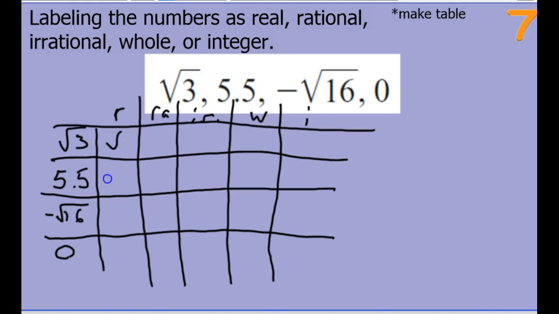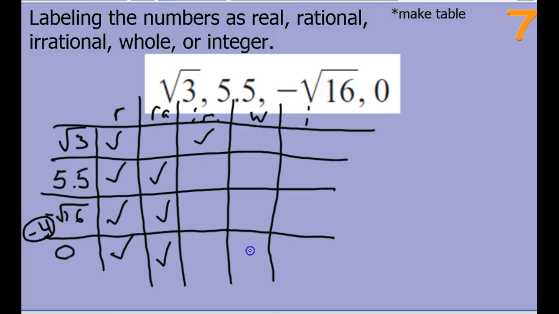Now we know all of these are real because they're all numbers that we deal with in calculus. Now rational numbers are all decimals or fractions. So we have a decimal here, so we know that this is rational. We know that the square root of 16 is 4, but then we have a negative, so it's negative 4. We know that this is rational, and we know that 0 is rational, which leaves the square root of 3. 3 is not a perfect square, so it must mean it's irrational. A number can be either rational or irrational. It cannot be both.